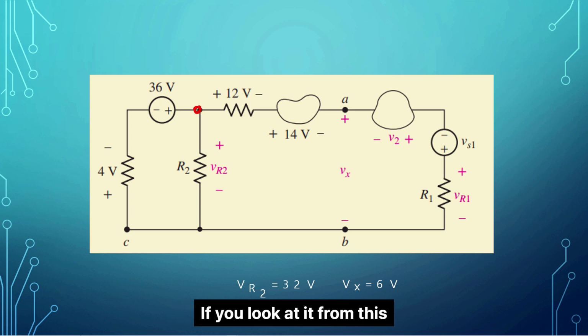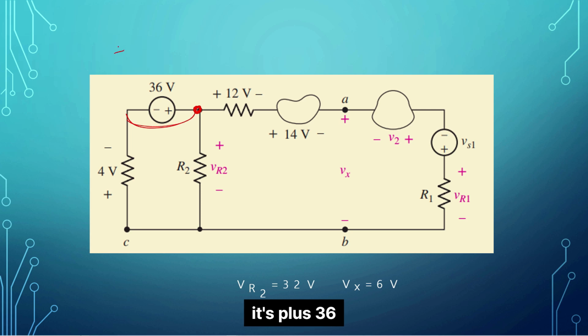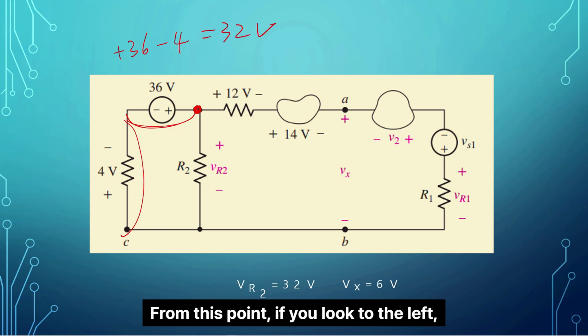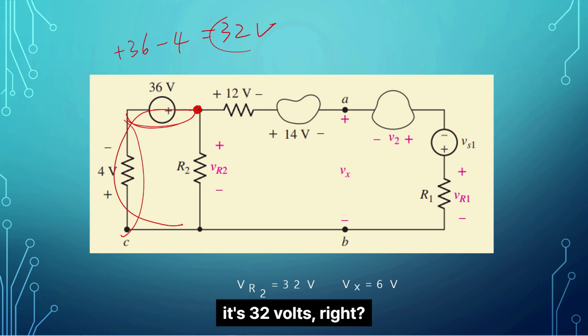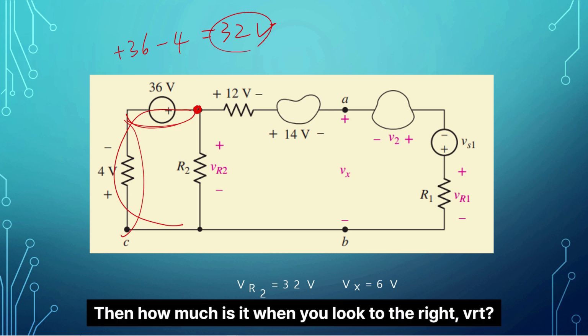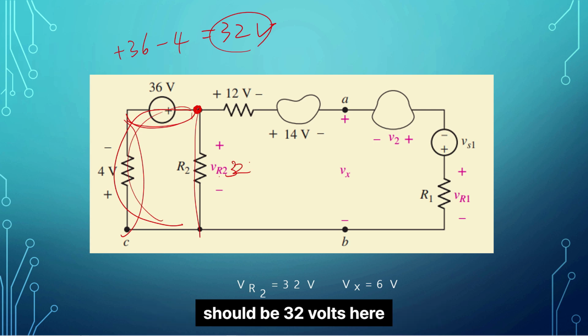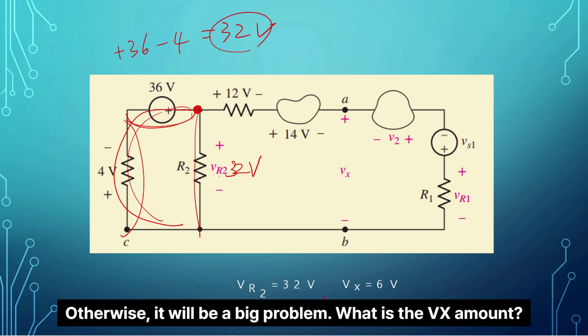If you look at it from this side, it's plus 36. Then, since it looks like this, it's minus 42 volts. If you look to the left, it's 32 volts, right? Then how much is it when you look to the right, VRT? Of course, the 32 volts seen from this side should be 32 volts here. Otherwise, it will be a big problem. What is the Vx amount?